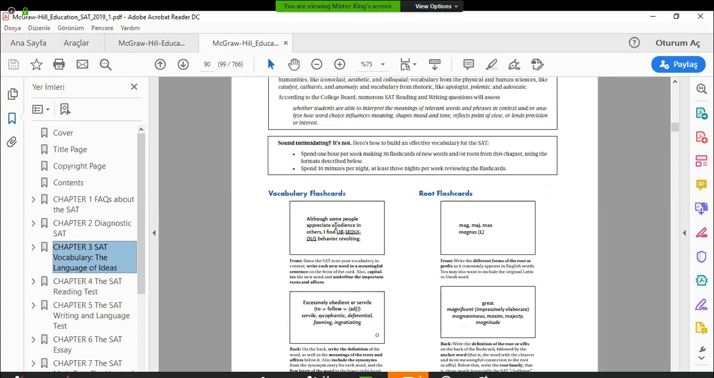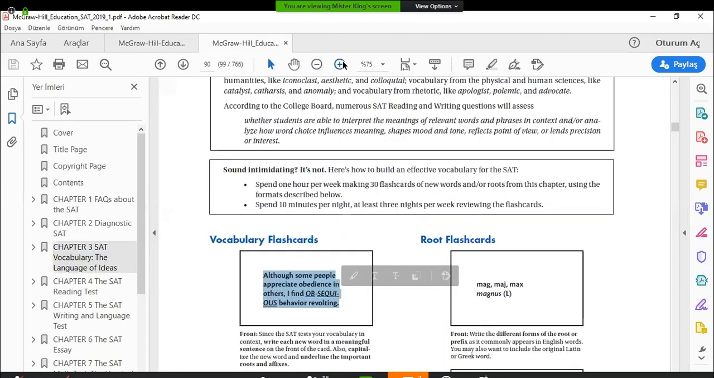It strongly recommends, and as an experienced language learner, I strongly recommend you to make use of these flashcards. So it recommends all, yeah. Any question? No, sir. Okay, so let's make it a bit clearer.